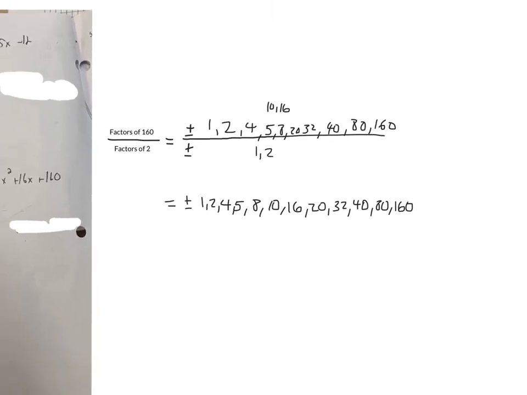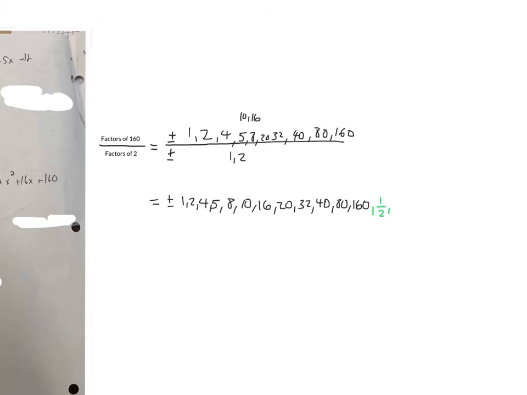Now we have to take into account all of the numerator things over 2. Now we're going to get some repeats, just as a heads up to you. So we don't write the repeats, but let's do it. We're going to have 1 over 2, which is new. 2 over 2, which is 1, we already took that into account. 4 over 2, which is 2, already taken into account. 5 over 2. 8 over 2, which is 4, already taken into account.